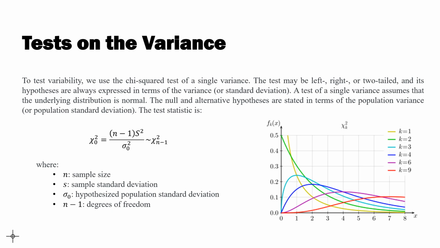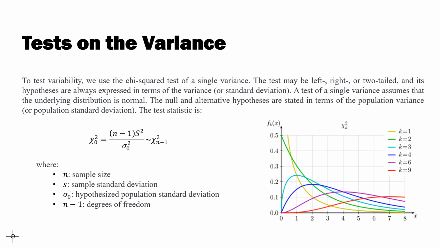To test variability, we use the chi-squared test of a single variance. The test may be left-tailed, right-tailed, or two-tailed, and its hypotheses are always expressed in terms of the variance, or standard deviation. A test of a single variance assumes that the underlying distribution is normal.